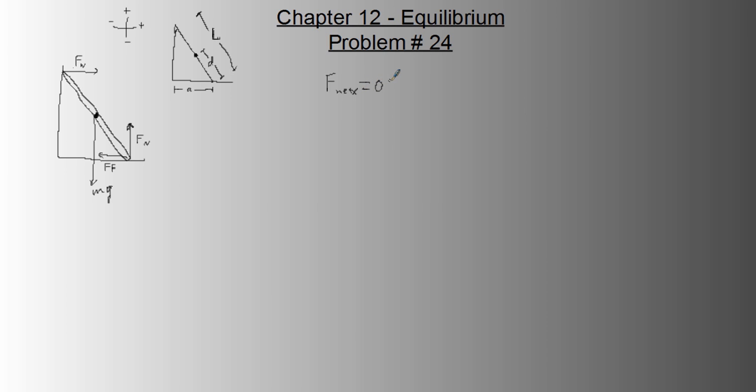So F net x equals 0, always, because it's in equilibrium. In the x direction we have two forces, force of the wall and force of friction. Based on my direction of motion, F wall is positive and friction is negative. So I'm going to add friction to the other side, so we get force of the wall equals force of friction. And bringing back our good old knowledge, we know that force of friction is mu Fn.